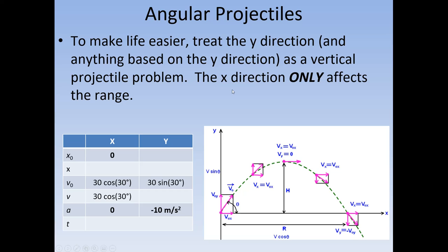Commonly, the x is really going to be used to find the range, but sometimes it may end up being used to find the initial velocity or anything like that. Basically, the idea is that you're most likely going to have to do something with the y before you can do anything with the x.